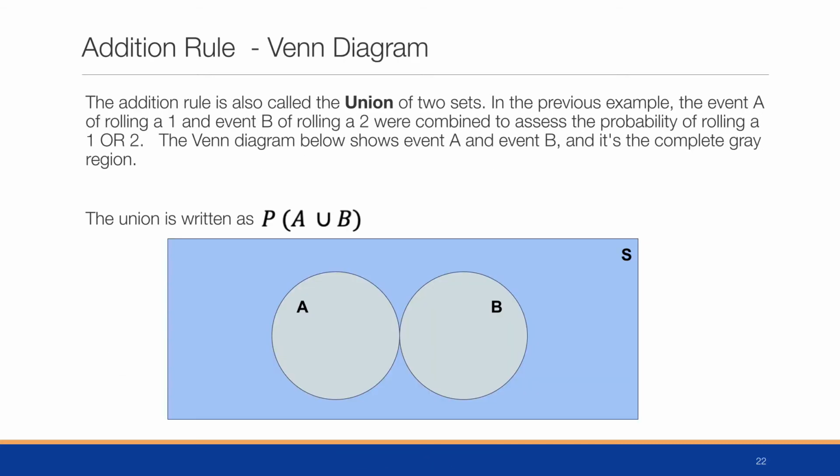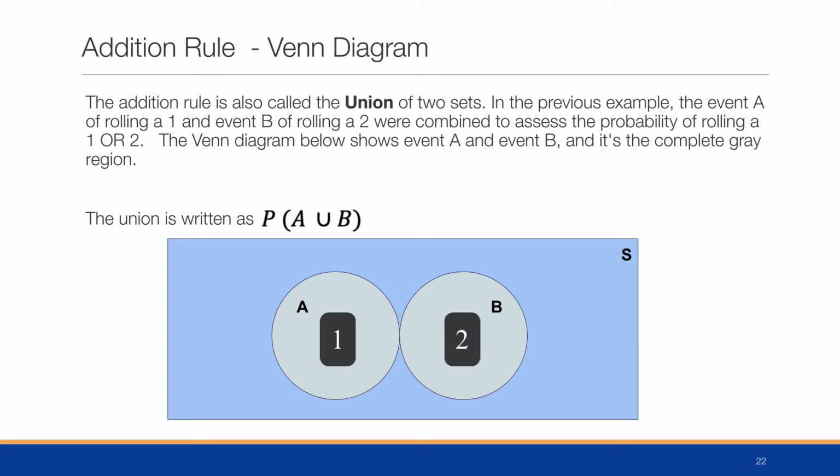Using a Venn diagram, the addition rule is called the union of 2 sets. In the previous example, the event A of rolling 1 and event B of rolling 2 were combined to assess the probability of rolling a 1 or a 2. So we have 2 different sets here. We have A and B.